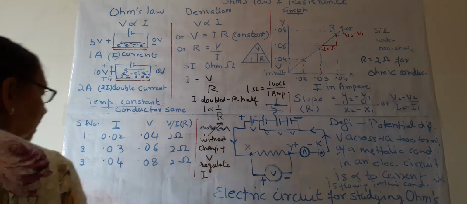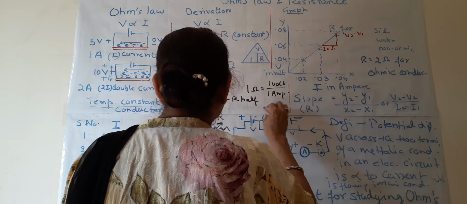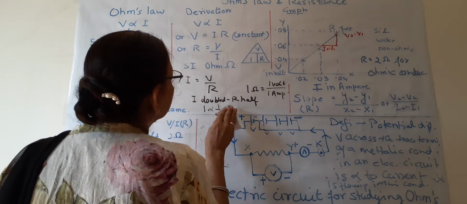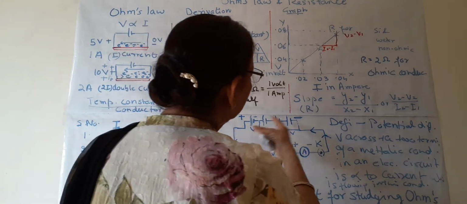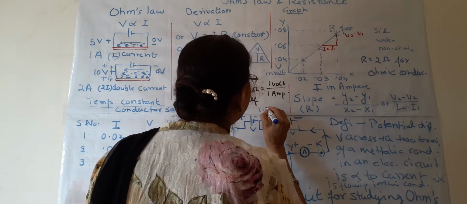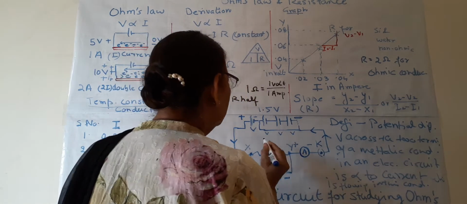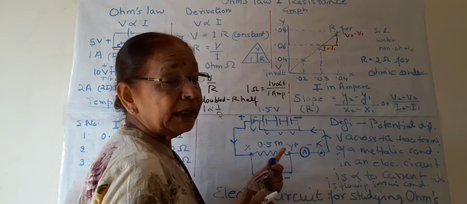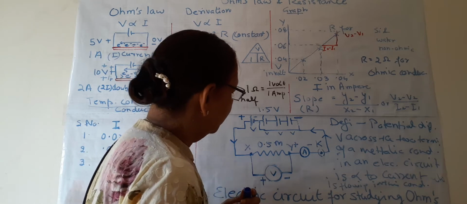Now coming to the experiment to prove that V is directly proportional to I. So this experiment is done. You have seen 4 cells are taken. Suppose the cells are of 1.5 V each, and this is the metallic conductor. Suppose its length is 0.5 meters, half a meter, and these are the other components.